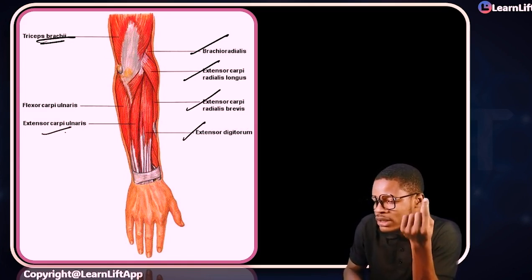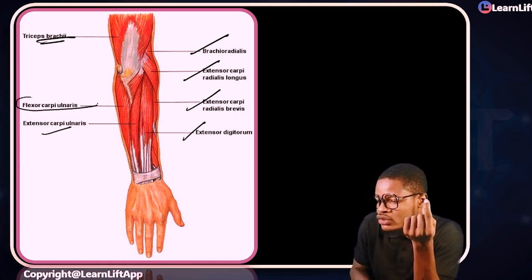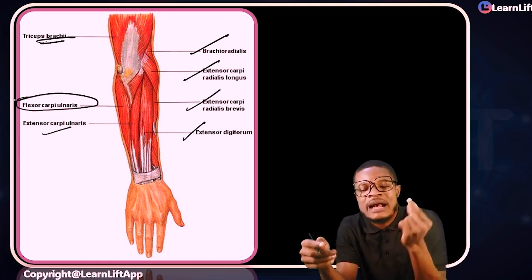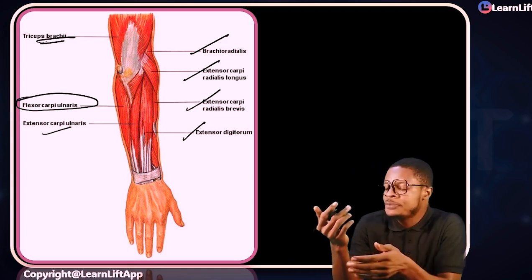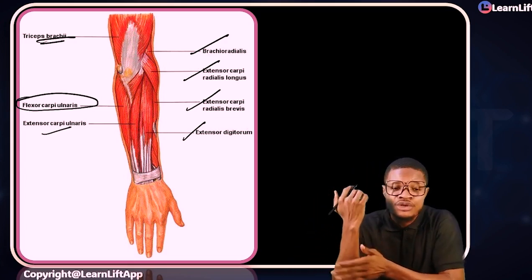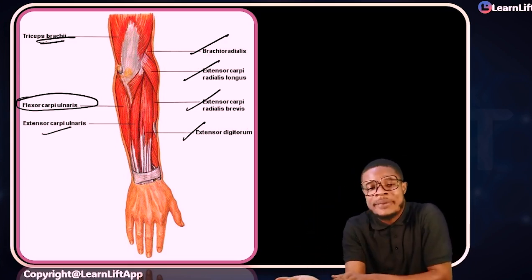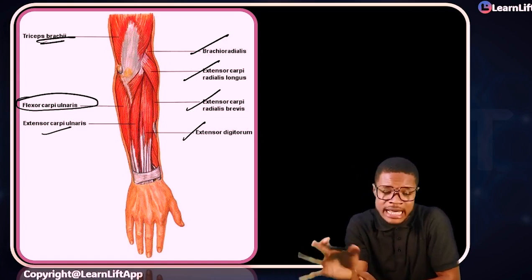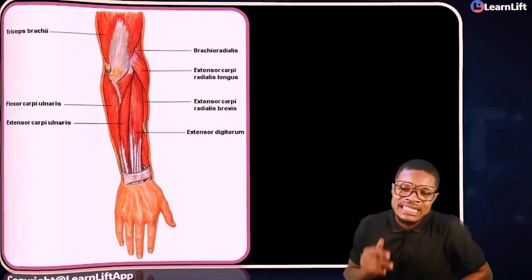Extensor carpi what? Ulnaris. Nothing concerns flexor carpi ulnaris. Flexor carpi ulnaris. Will you see it in the posterior compartment or in the anterior compartment? Anterior compartment, that's where you see that guy. Does it make sense? But now understand this quickly with me.